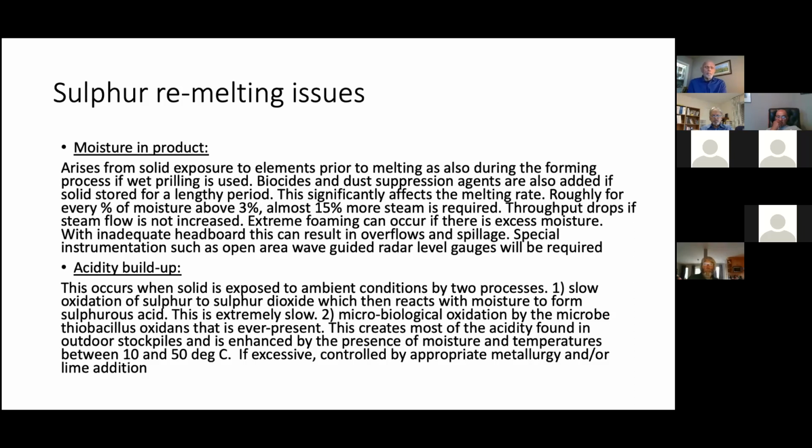And then in the transportation of solid sulfur, you can pick up moisture. So this affects melting rates significantly. Typically you design a remelt for about 2 to 3% moisture. But every percent you go over it, you require 15 to 20% more steam. And I've seen this. If you don't have the steam, then the only way you can get by is by dropping your throughput. I've seen throughputs drop from 750 tons a day down to 400 or 350 tons a day when there was excess moisture, when there was rain, stuff like that.